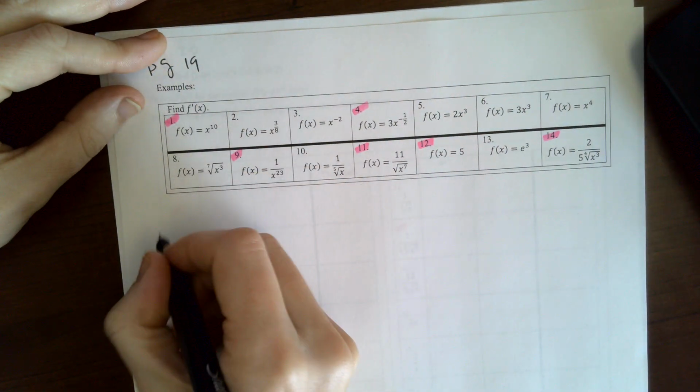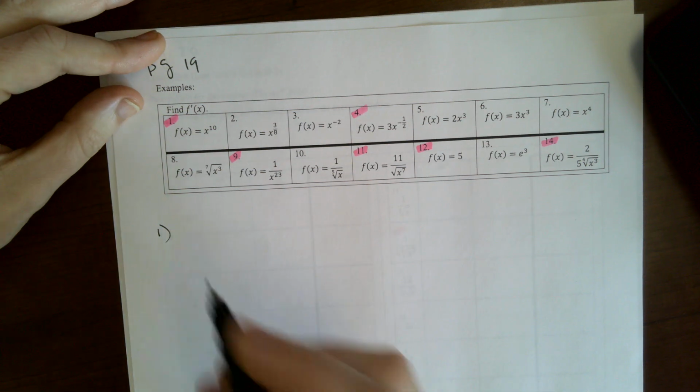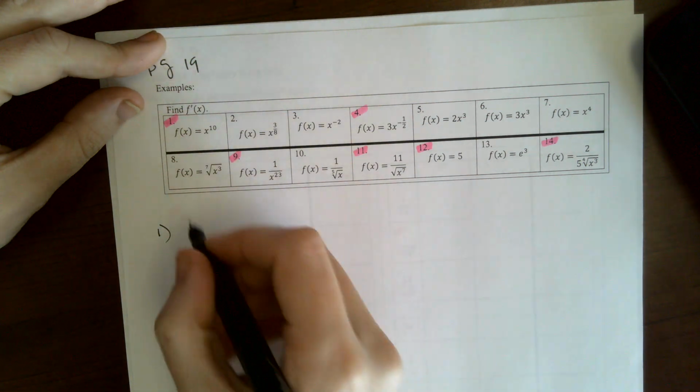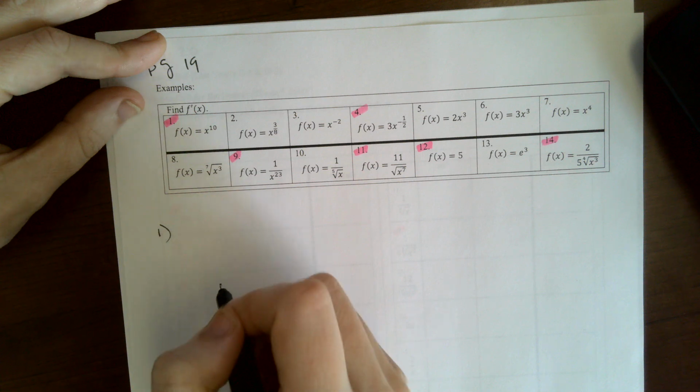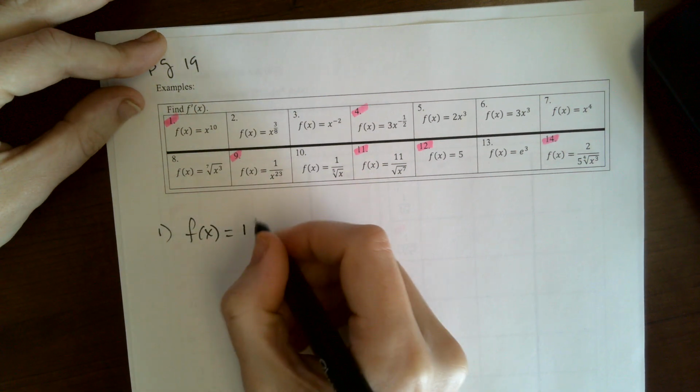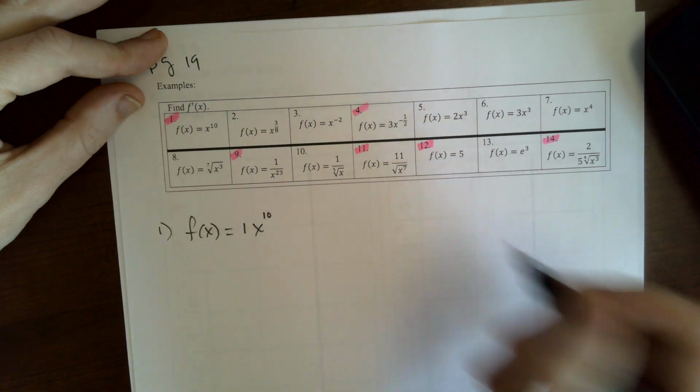So here is the first one. All right, so we've got f of x is x to the 10. Actually, let me just kind of write it. All right, this is optional, but I'll show the 1. Okay.